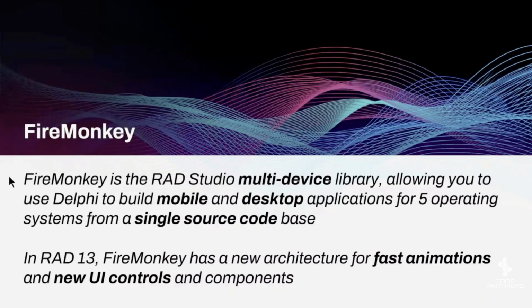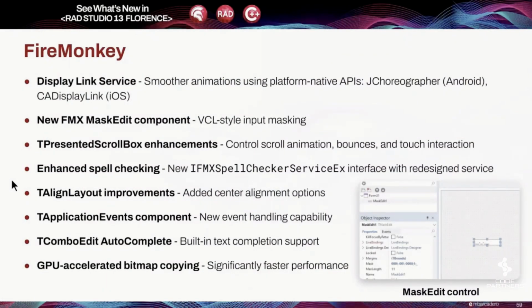Let's switch to FireMonkey, which is RAD Studio's multi-device library, which allows you to create a single application with a single UI, single source code, and target 5 different operating systems from mobile to desktop. The most important thing in the new FireMonkey is support for fast animations, and this is obtained with a new service called Display Link service.